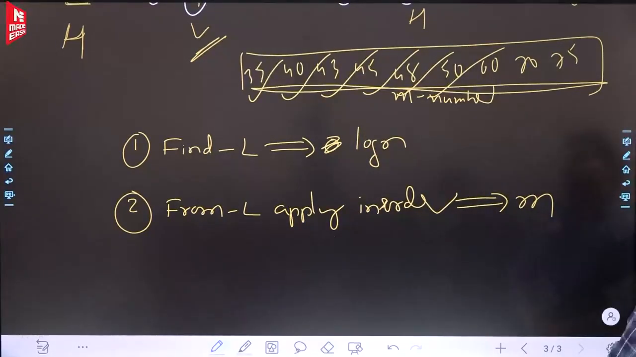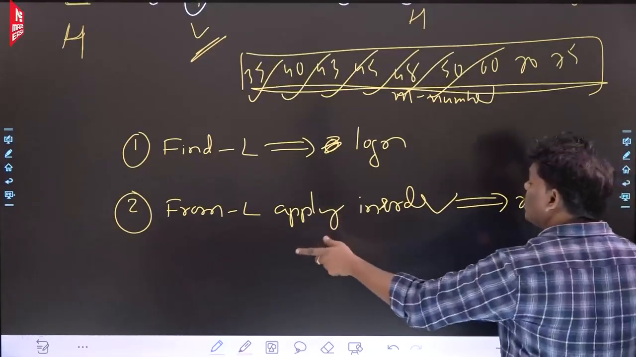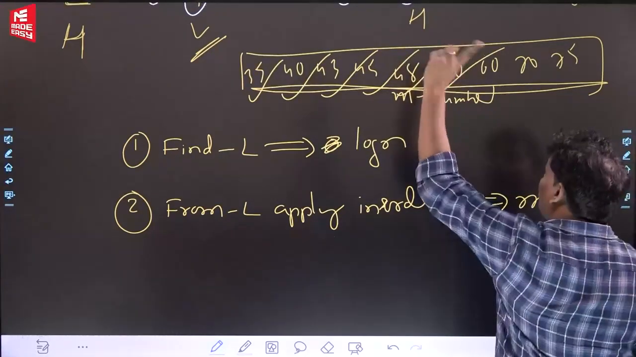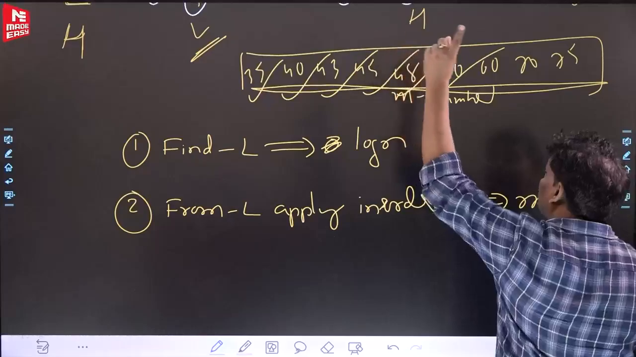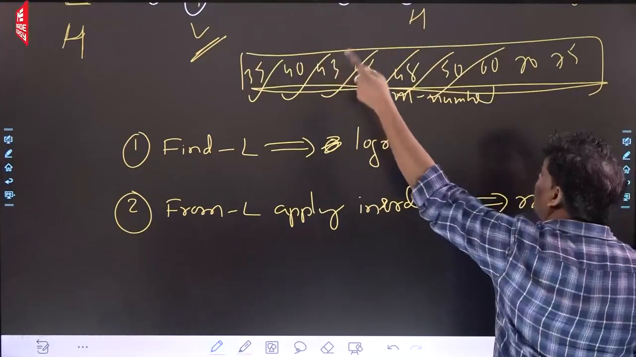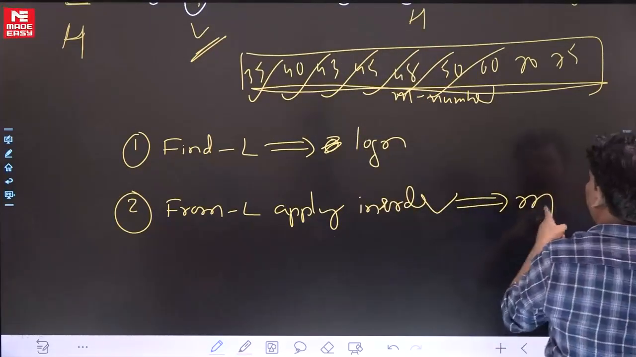From L onwards, you are applying in-order until H comes. What will the in-order give? In a BST, ascending order. From L until H, apply in-order. L to H, how many elements are there? M elements. For an N-element BST, in-order will take N time. For M elements, in-order will take M time.